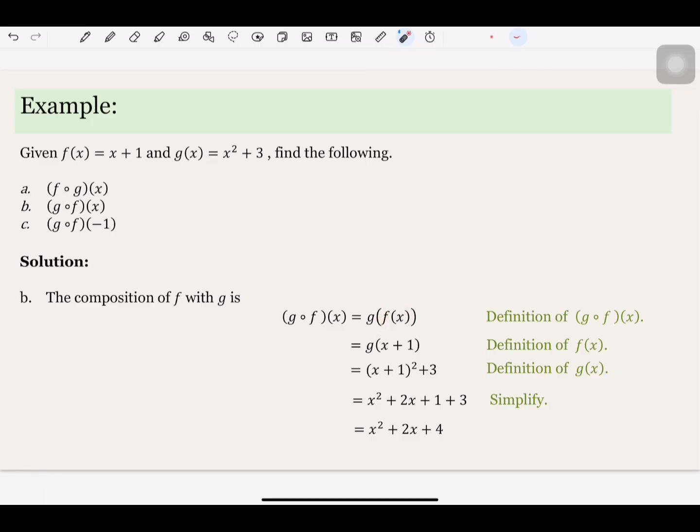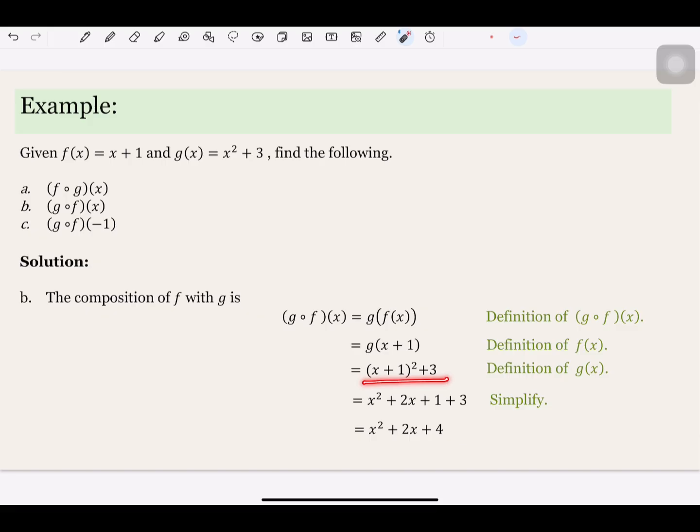Okay, so now the first step is to replace f of x. I know my f of x is x plus 1. So here I replaced f of x, that is x plus 1. Now let's evaluate g at x plus 1. By the definition, g of x is the square of the input plus 3. So to get this function, I square this expression and I add 3. That is what I have done here.